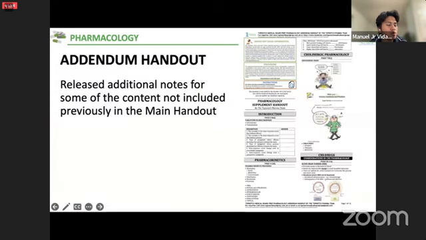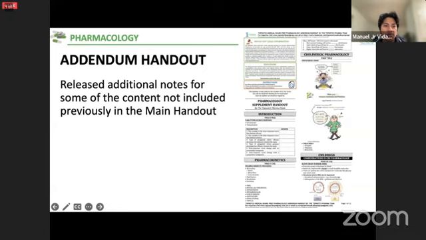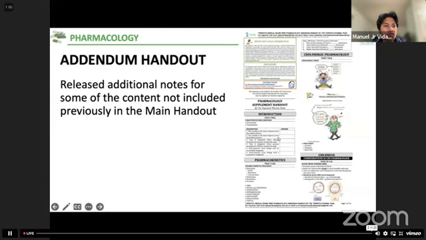First off, we released earlier an addendum handout. So this contains additional notes for some of the content not previously included in the main handout. Most of the slides that were discussed in central nervous system pharmacology, in endocrinology and hematology, we have included them in this handout. So please refer to this handout just in case you have other questions in the slides in the videos because some of the content were not there.